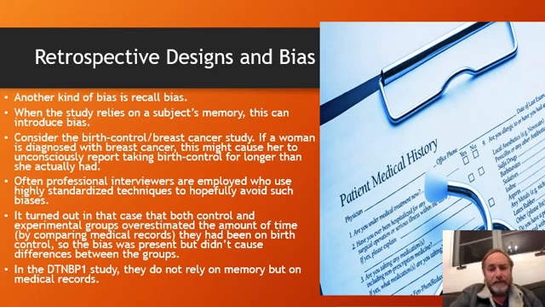It turned out, for example, in that birth control group, that everybody actually overestimated the amount of time they'd been on birth control. So there was a bias, but it balanced out in both experimental and control. But in this study, they're not relying on anybody's memory. They're using medical records, so it doesn't seem like recall bias would be relevant.